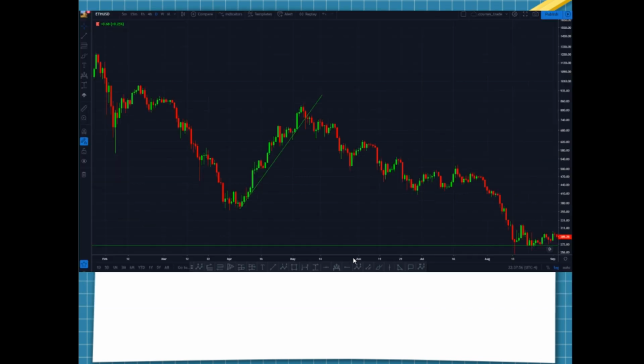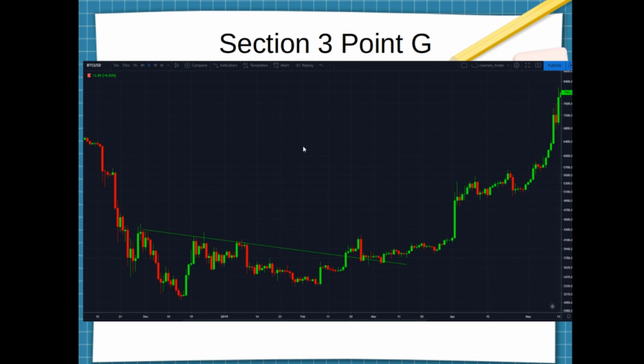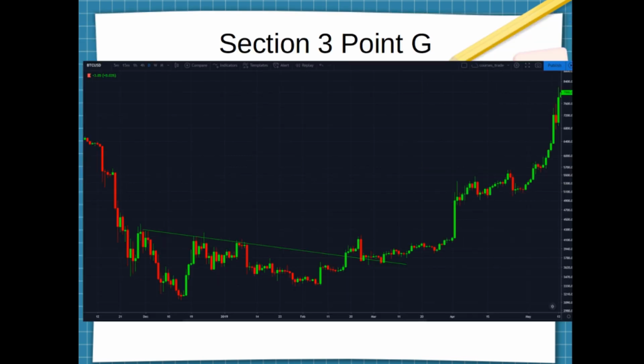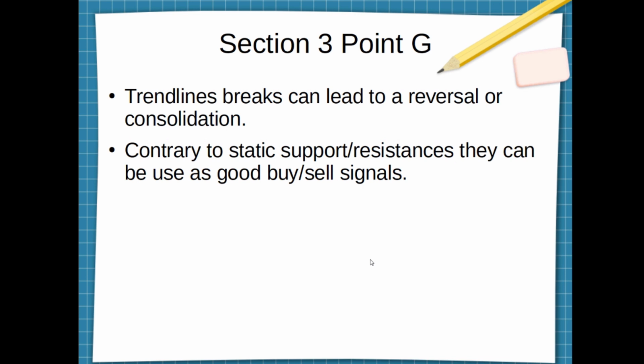Okay, next. Now, for example, that's another trend line, a pretty steep one. Once it got violated over here, these can be used as buy and sell signals. Like here, the signal got violated. So when they break, they can lead to a reversal or consolidation.